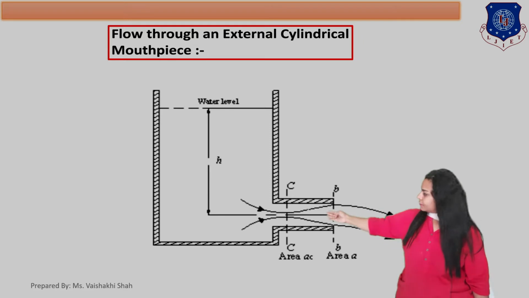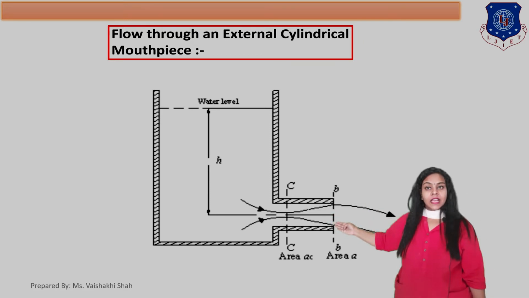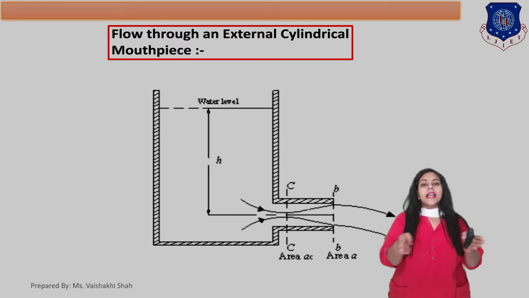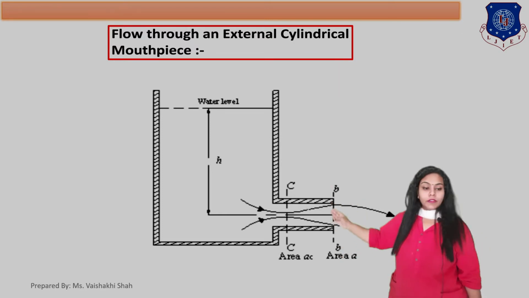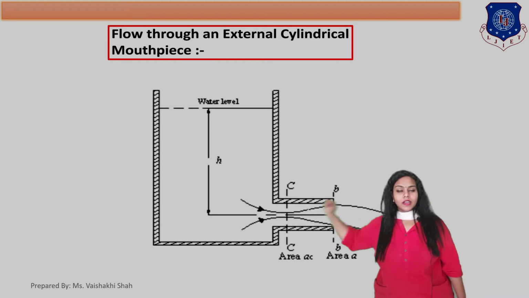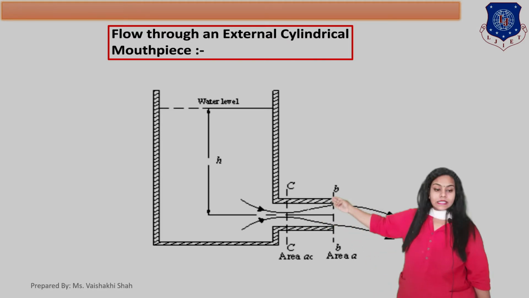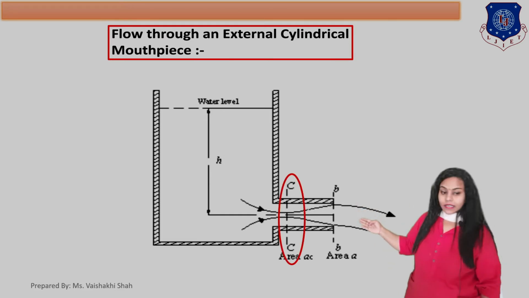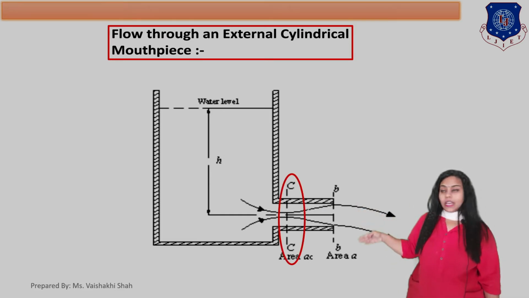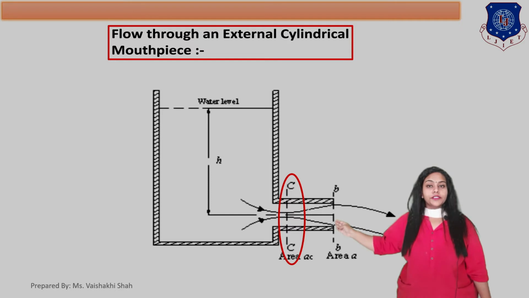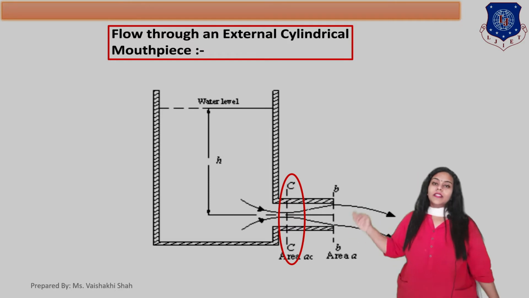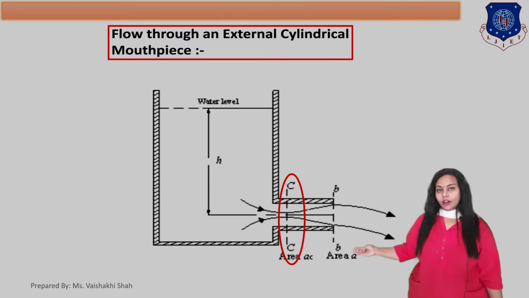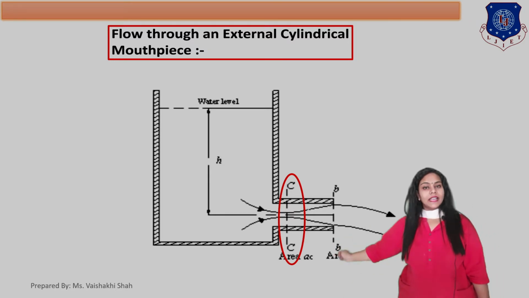So when the fluid enters the mouthpiece, at first it contracts, and after that the fluid expands. The section where maximum contraction occurs is called CC, which is your vena contracta. As you can clearly see, this section CC, where maximum contraction of fluid occurs, is called the vena contracta. Now the area of fluid at the vena contracta is AC.